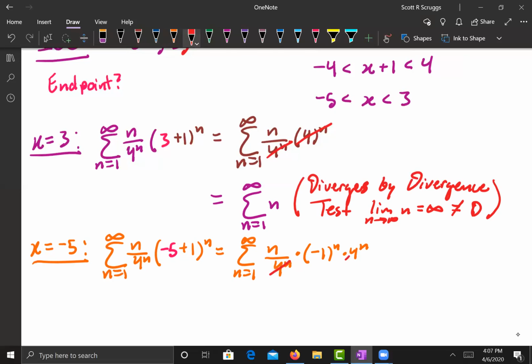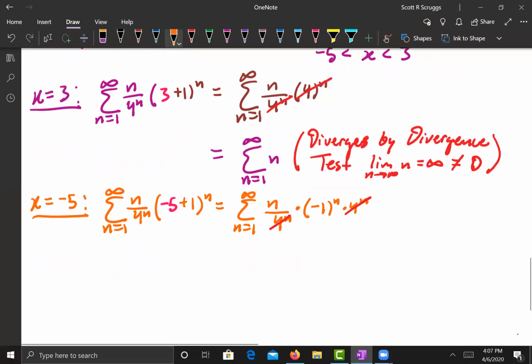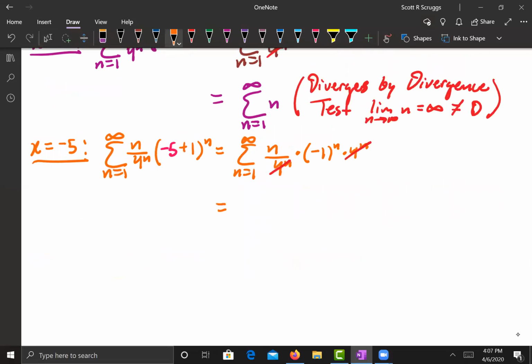That makes those two go away, which now gives me the sum, n goes from 1 to infinity, of n times negative 1 to the nth power. And now, again, by audience participation, is this series convergent or divergent?